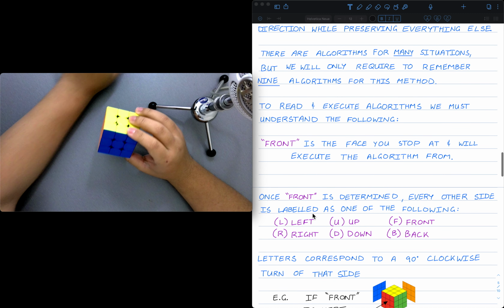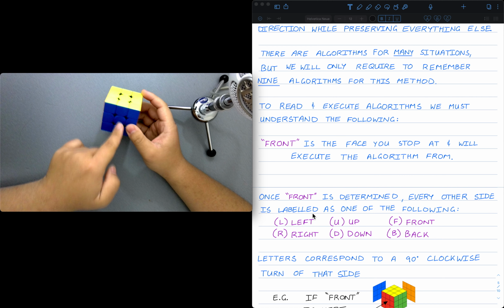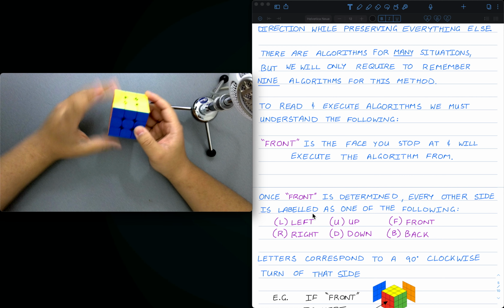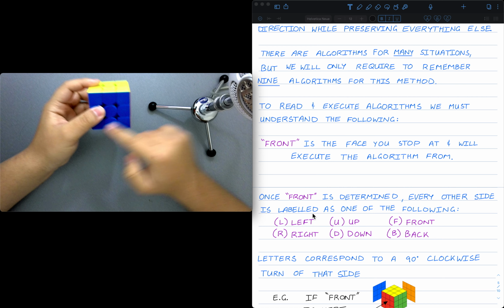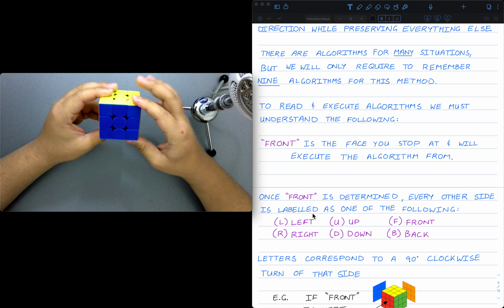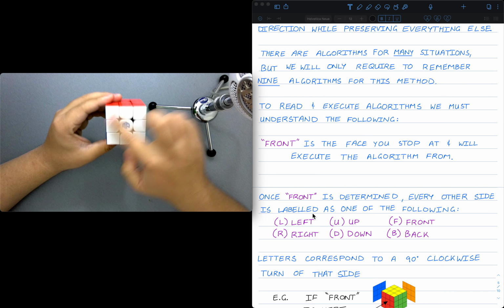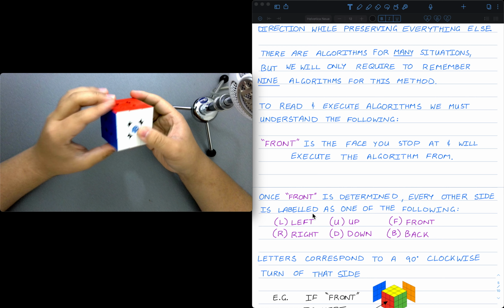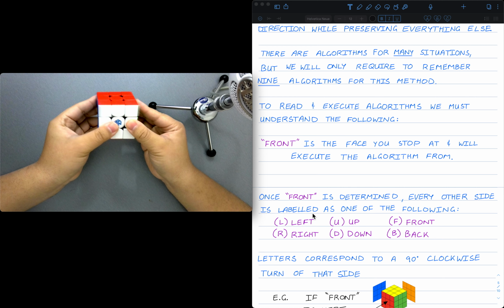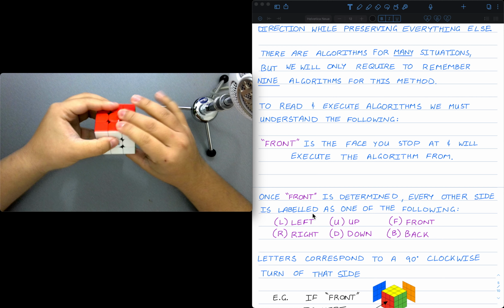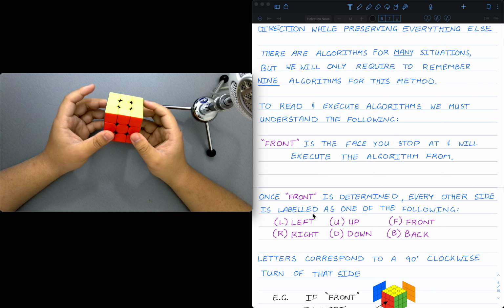So once you've figured out what front is, every other side is labeled as one of the following. From this, if this is front, this is left, this is right. That's up, that's down, this is front, and that there is back. But if I move it over here, this is front, this is left, this is right, up, down, and back. Okay, so front is where you determine it to be.